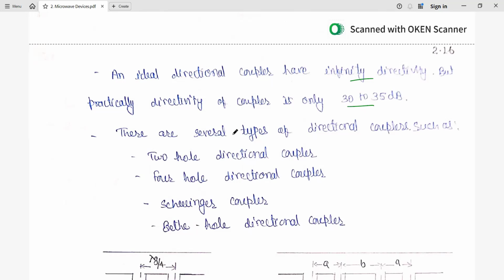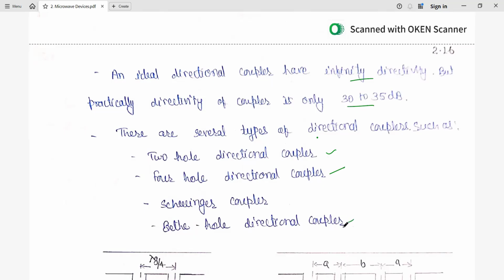That is the meaning. There are several types of directional couplers. One is the two-hole directional coupler, another is the four-hole directional coupler, another is the Schwinger coupler, and next is the bethe hole directional coupler.